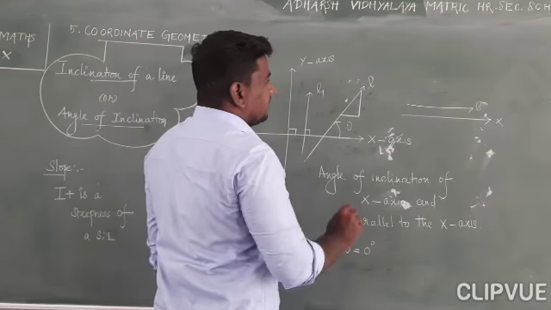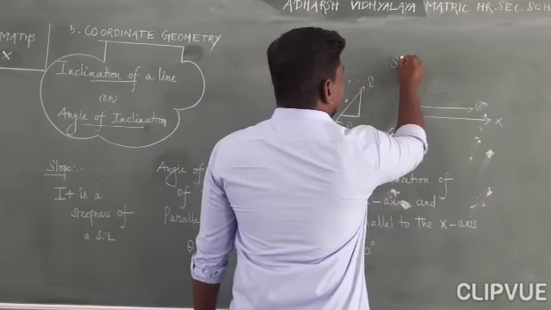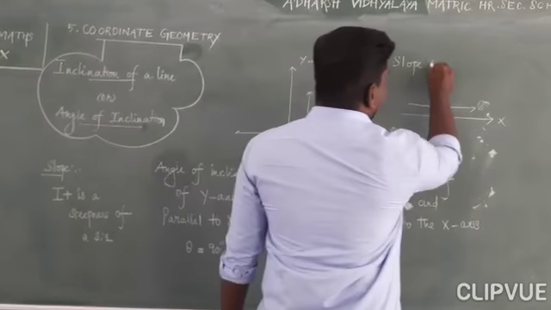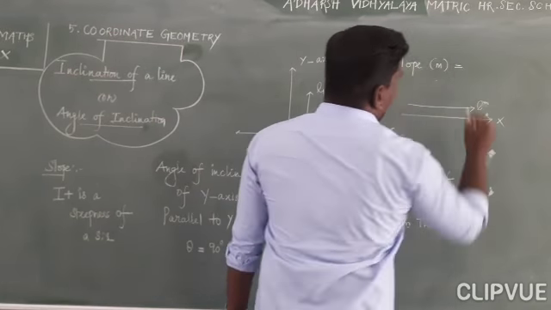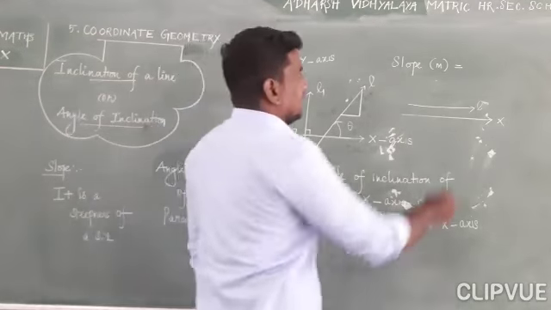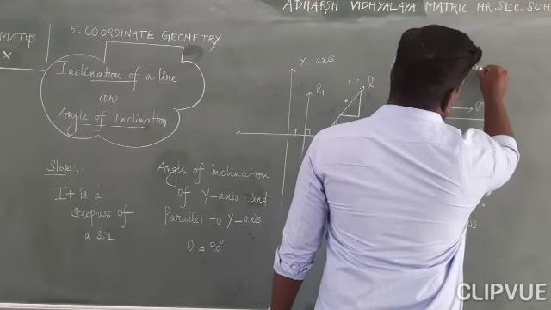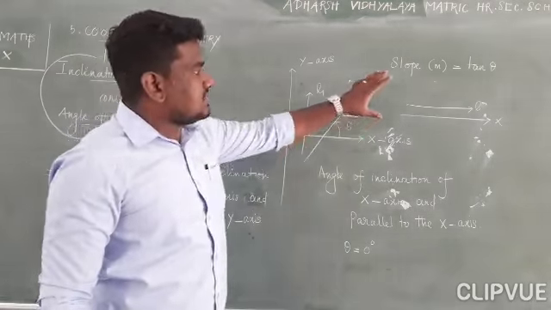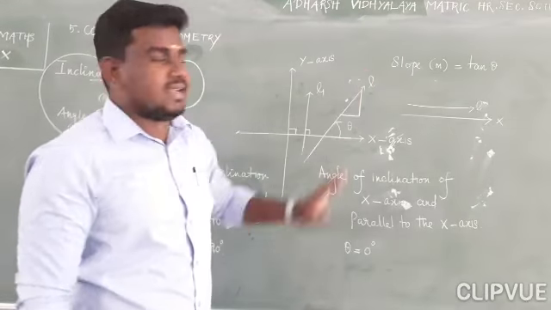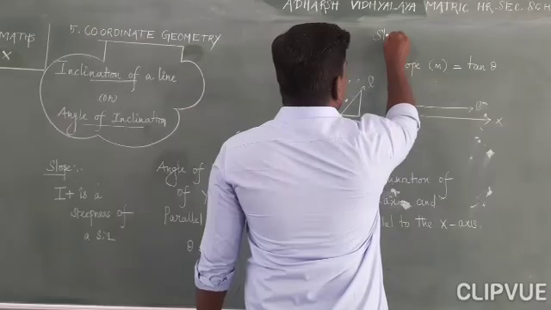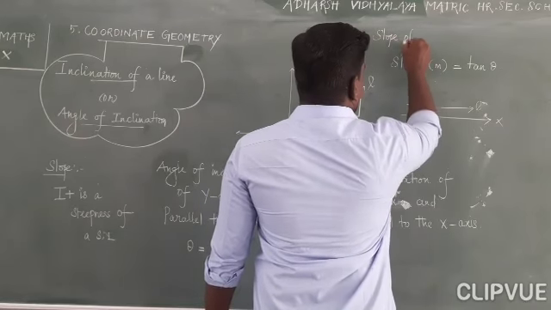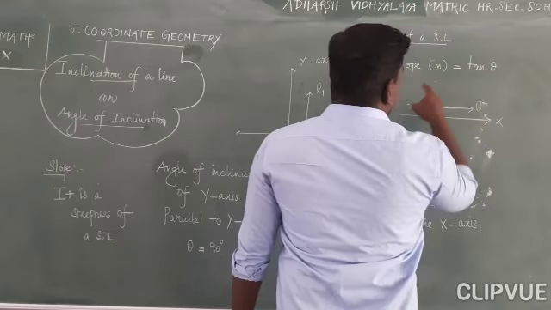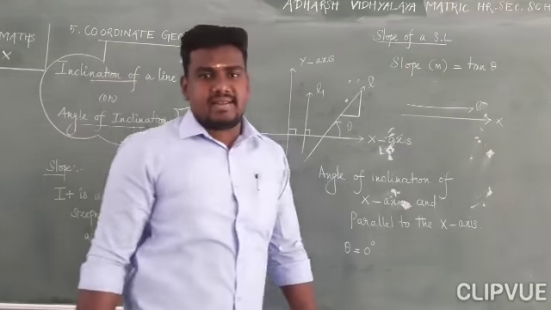So if we find the slope of this triangle, slope is usually denoted by the small letter m. Slope m is equal to tan theta. This is the general form of the slope of a straight line: m is equal to tan theta.